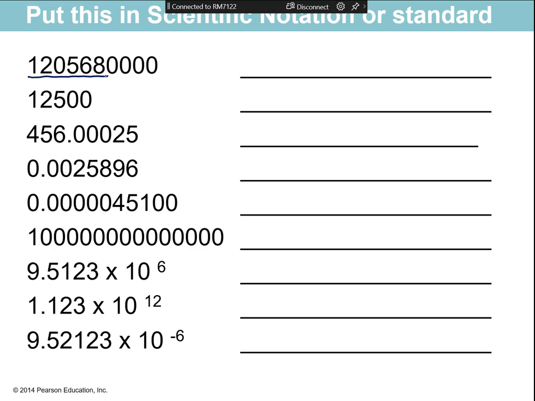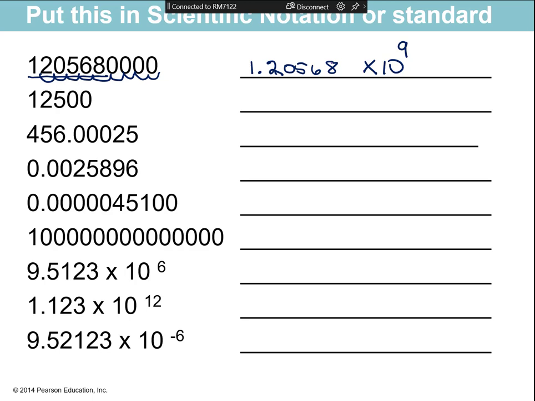So how many places are you going to move the decimal? 9. So it's going to be times 10 to the 9th. So 1, 2, 3, 4, 5, 6, 7, 8, 9. So I'm going to move my decimal so I make my number between 1 and 9, but I've got to keep 1.20568. I've got to keep all 5 of those.